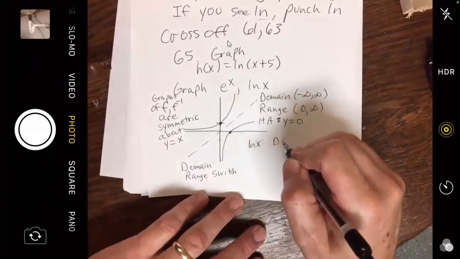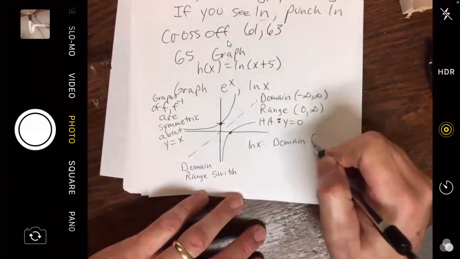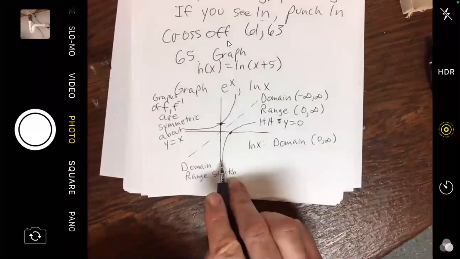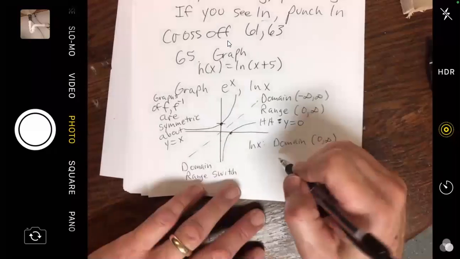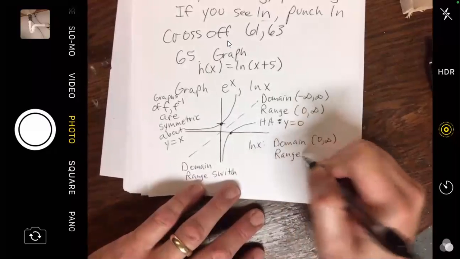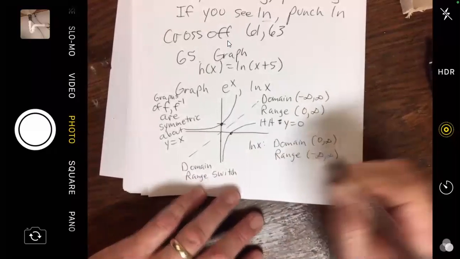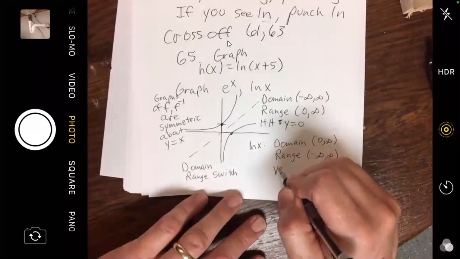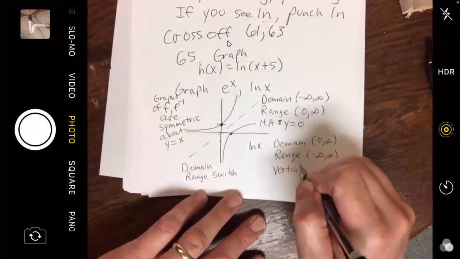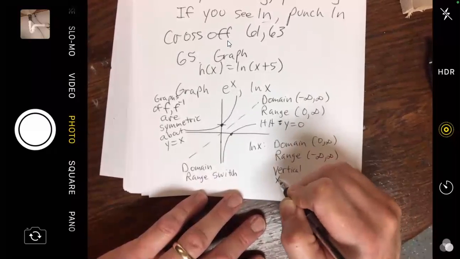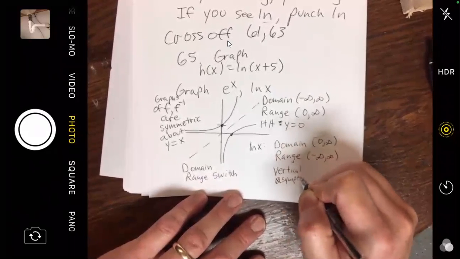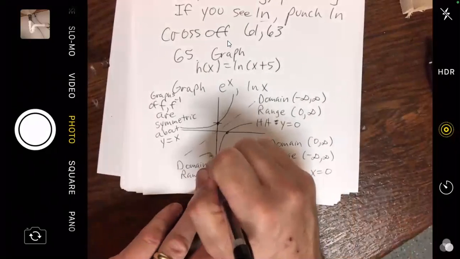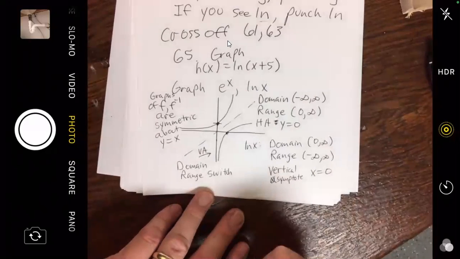So for log x, the domain is 0 to infinity, which you can see from the graph. You see how it approaches the y-axis at 0 but never touches it and goes to infinity. Range is negative infinity to infinity. It goes all the way down and all the way up. And the vertical asymptote is x equals 0. This is a vertical asymptote for log.